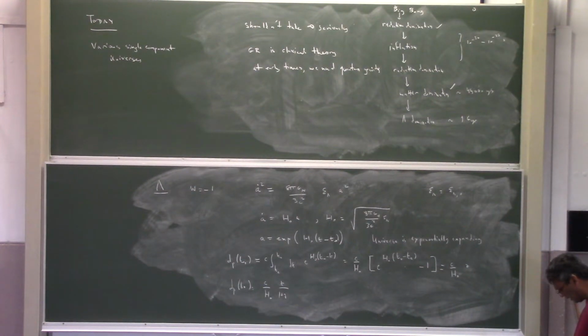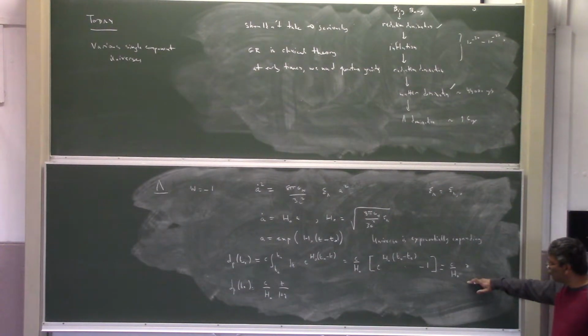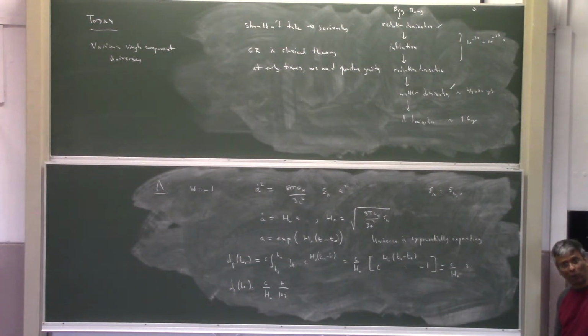Okay. So for other universes, besides the one which is lambda dominated, this linear relationship between the proper distance and the redshift is only true for small redshift. Here it's true for all redshift. Okay?